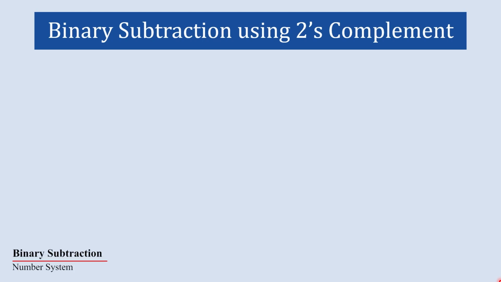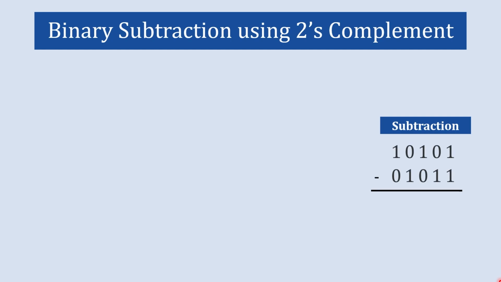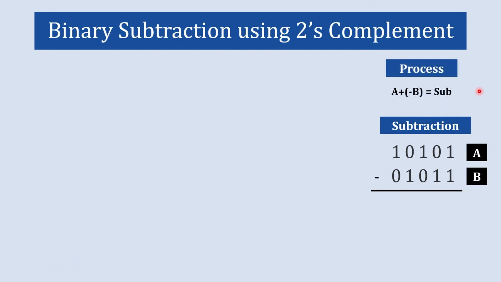Binary subtraction using 2's complement. Here we are going to subtract these two binary numbers using the 2's complement method. Here this A is our minuend and B is our subtrahend. And this is what we are going to do exactly in this video.